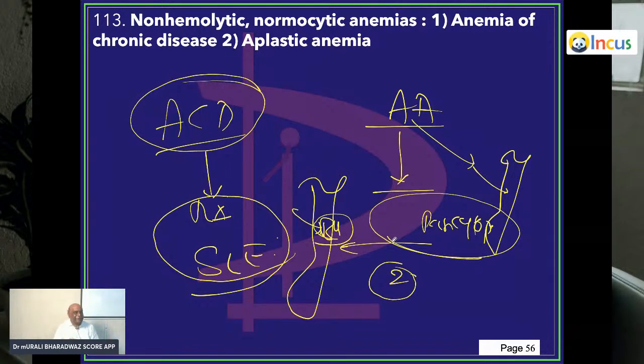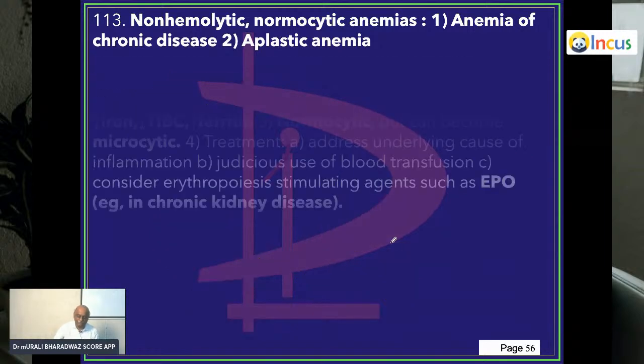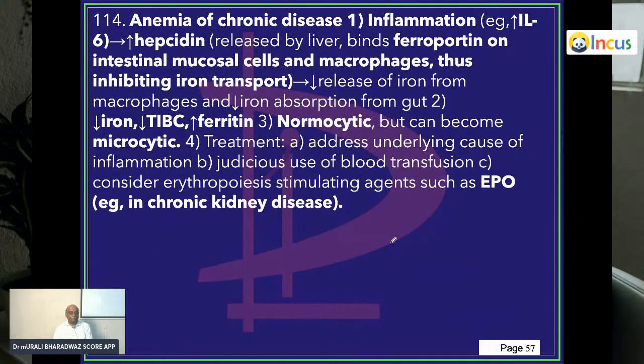Correct. What are the two conditions where bone marrow is normal, but pancytopenia is there? SLE, hypersplenism. And what are the conditions where pancytopenia is there with an abnormal bone marrow? Aplastic anemia, myelodysplastic syndrome, myelofibrosis. In all these conditions, bone marrow is abnormal, leading to pancytopenia. Okay?